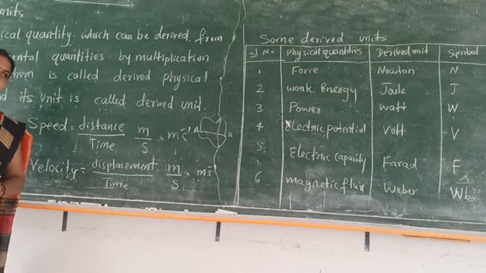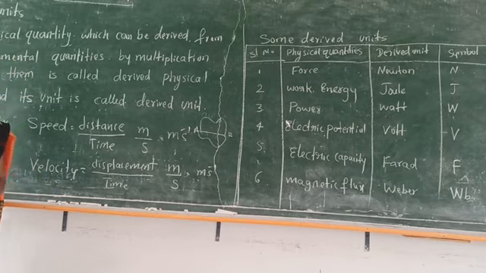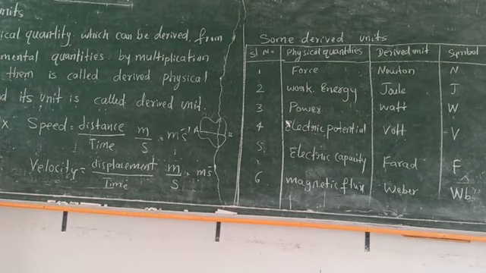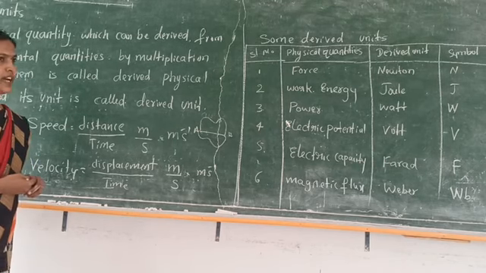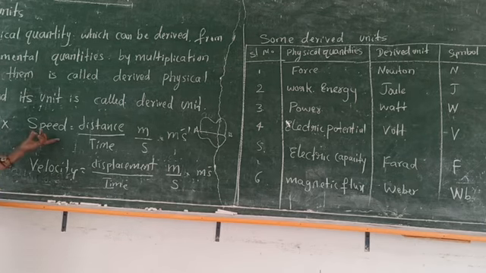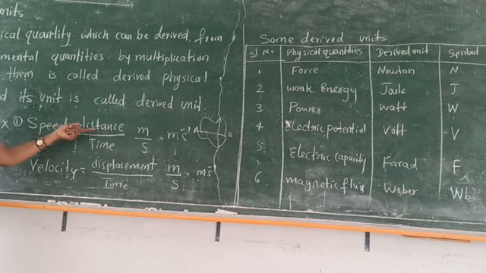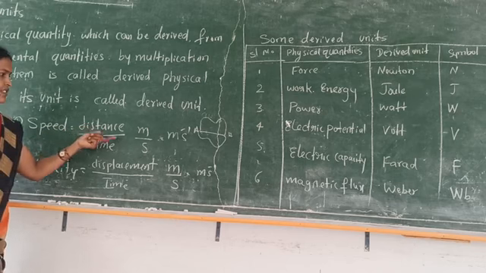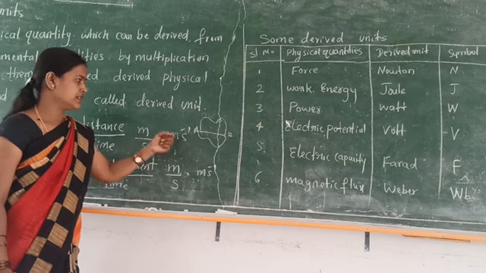A derived unit can be defined as follows: any physical quantity which is derived from the fundamental ones by multiplying or dividing them is called a derived physical quantity, and their respective units are called derived units. An example of a derived unit is speed. Speed is a physical quantity derived from the fundamental ones. It is the ratio of distance to time. Distance is measured in meters and time in seconds. The unit is meter per second.